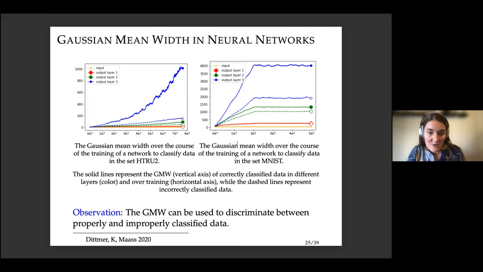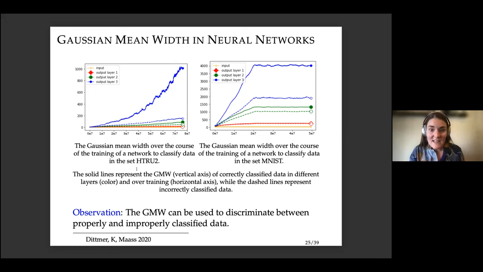So here's what we did. We took a randomly sampled set of elements of the data set that the network was correctly classifying, and then took another randomly sampled set of the same size of data that the network was incorrectly classifying. Then we pushed one of the data sets through the network and asked, after the first layer, what's the Gaussian mean width? After the second layer? After the third layer? And did the same thing for the other data set. The solid lines represent the Gaussian mean width as the correctly classified data set travels through the network, and the dashed lines are the incorrectly classified.